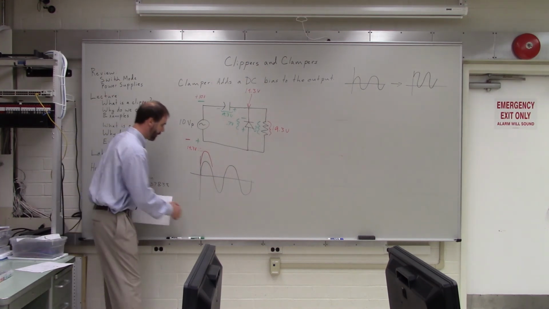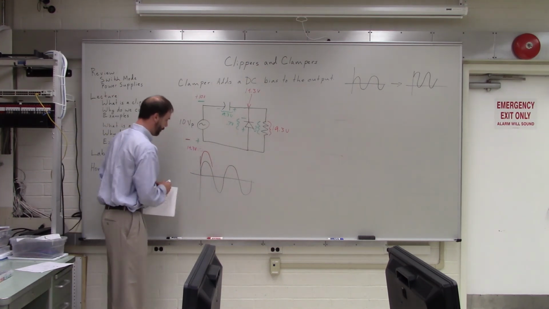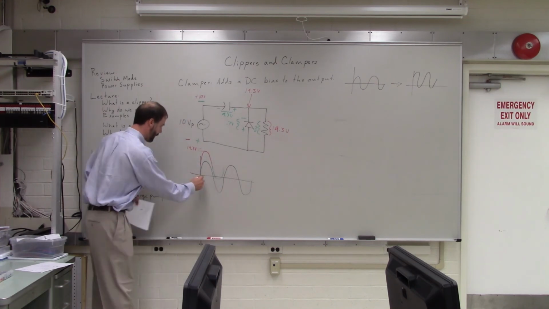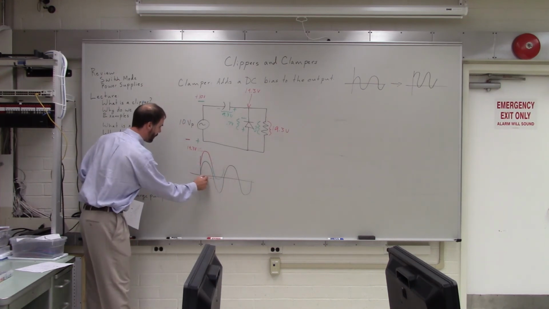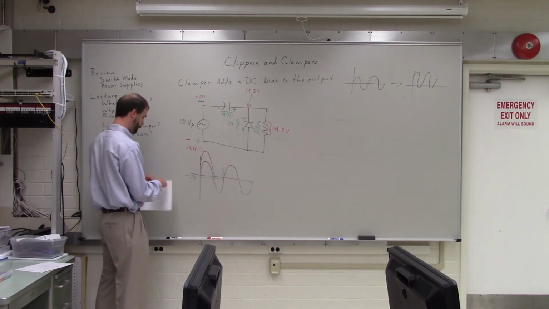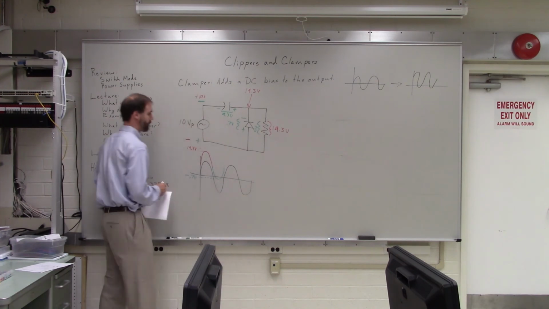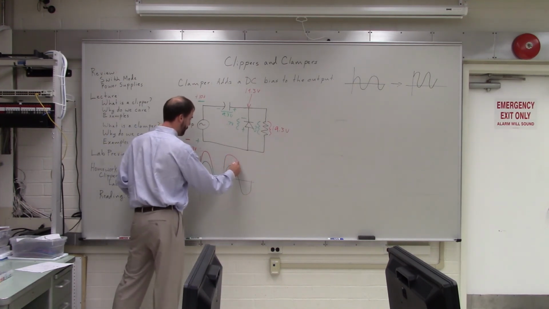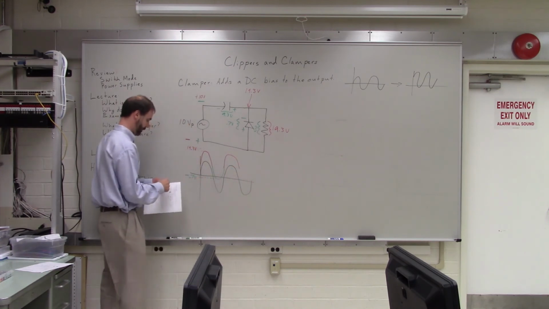And then when it's negative, it dips down, and the minimum is at, what's this minimum? 0.7. Yeah, minus 0.7 volts. So that's how it works. That's how it gets shifted up like this.